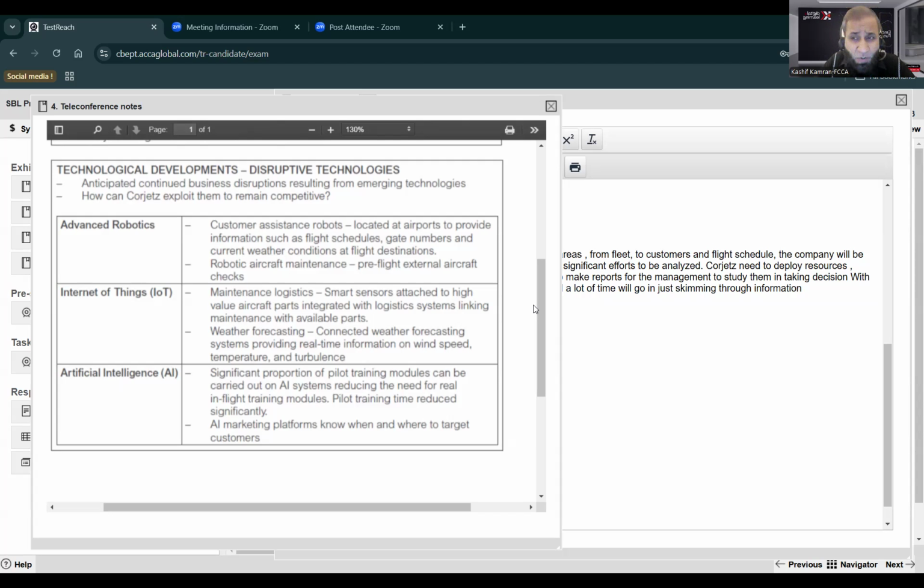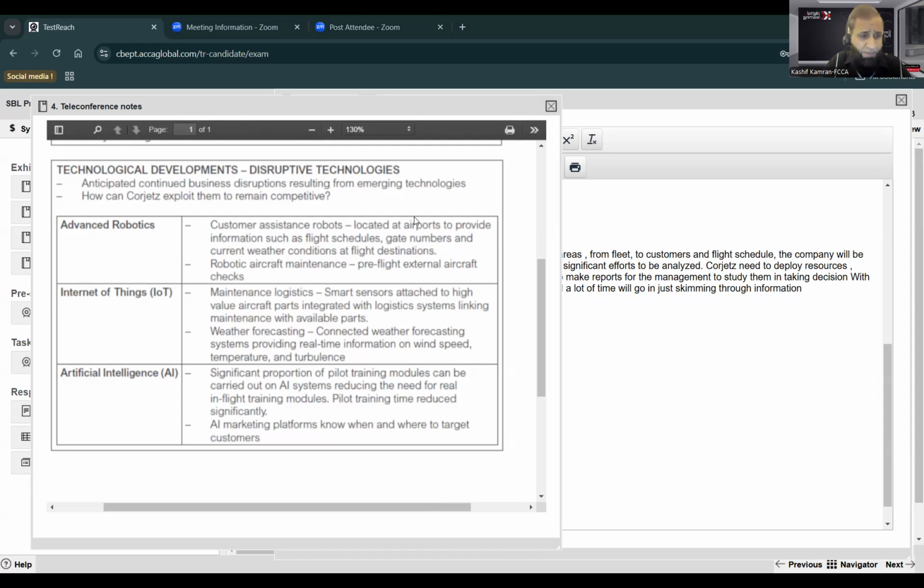And how many points do we need to write for a 12 marks answer? We need to write a total of 6 points. So do we have 6 points on your screen? Two under advanced robotics, two under IoT, and two under AI. So every student will pick up a point and think about the potential impact of that on CodeJets. And you will need to keep in mind the commercial considerations. Let's develop the answer. Let me show you how you go about writing the potential impact.